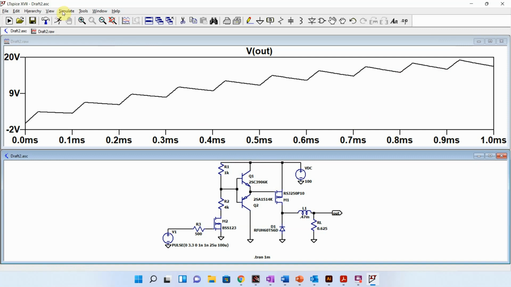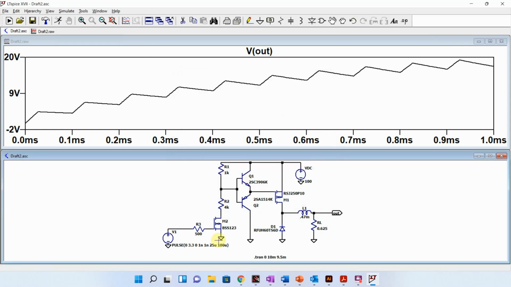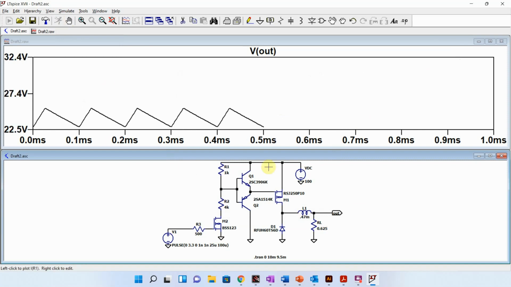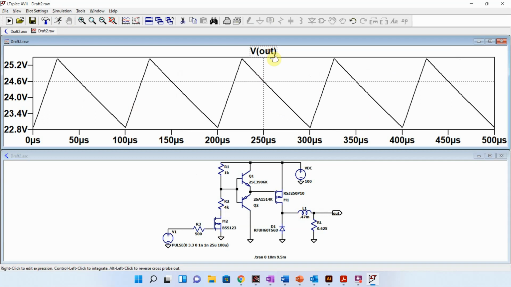So I've got to go a lot longer because the inductor takes time to charge up. So we're going to go to 10 milli, do like 9.5 milli, because I don't want to see all of them. Okay, and then we're going up and down and up and down, and everything's looking like this. So let's see how close we got.